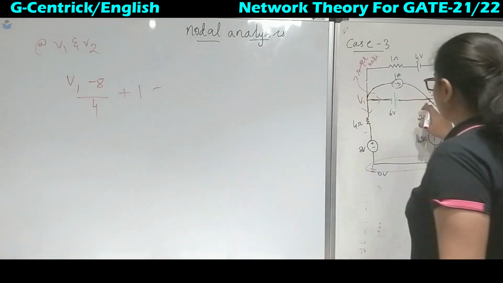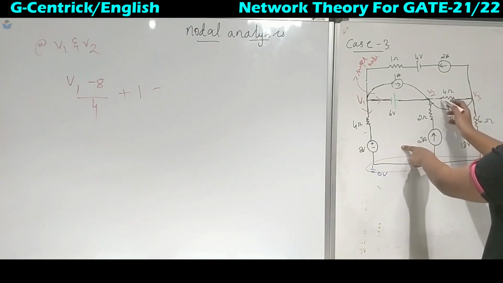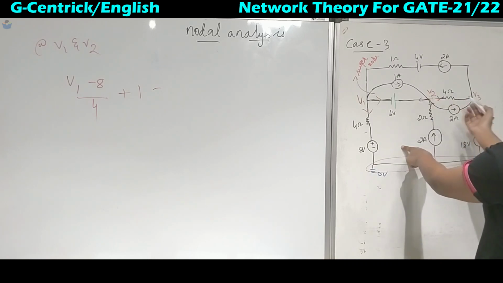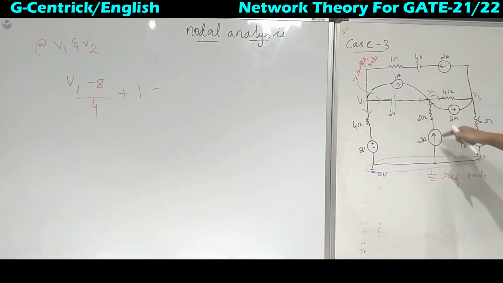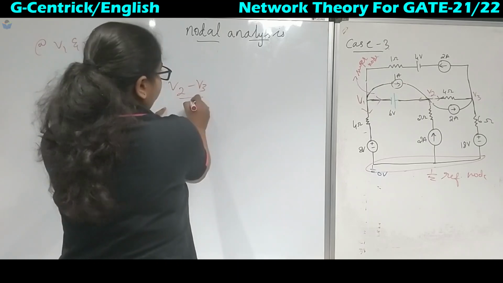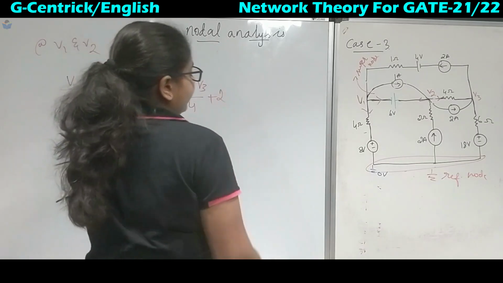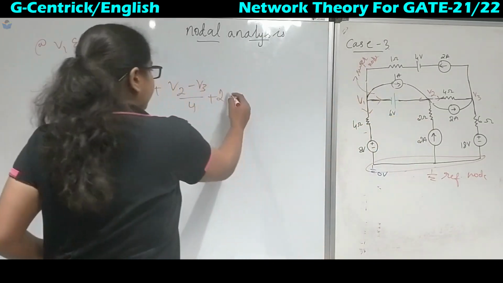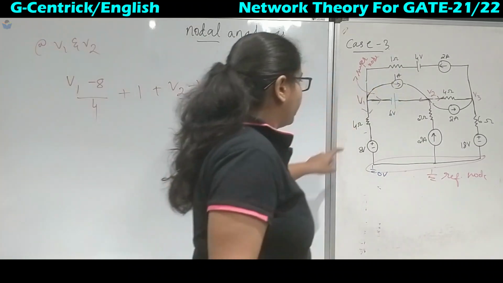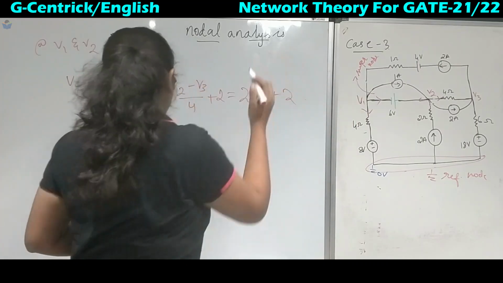Coming to node 2, because we are writing it simultaneously, this is outgoing current, this is outgoing, and from here also it is outgoing, but we will ignore this one. Here we will not assign, because the 2 ampere current is already incoming. So we write outgoing as plus V2 minus V3 upon 4, plus 2. Now the incoming: this 2 ampere is incoming, then that 1 ampere is incoming, and here 2 ampere is incoming.